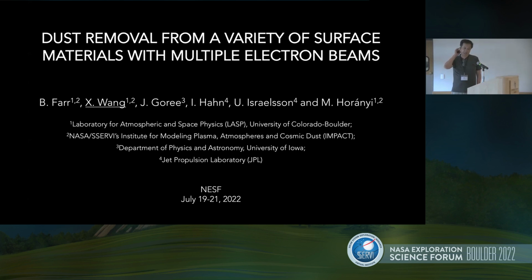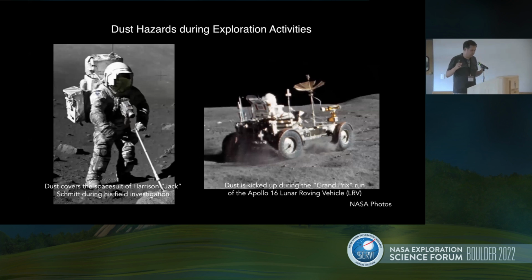So there's dust hazards. There are two processes that can create dust hazards. One is human exploration activities, just like the previous talk mentioned. You can see on the left, that's Jack Schmitt's spacesuit. It's fully covered by dust when he was doing a field investigation. And also on the right, the previous speaker has shown that there's dust kicked up by rovers.